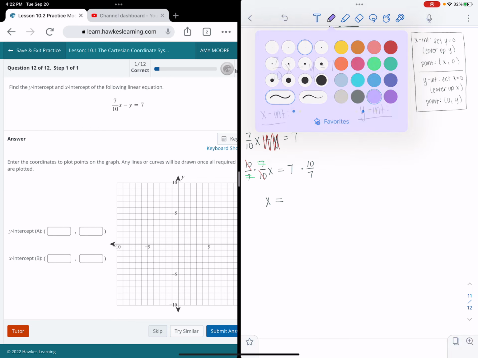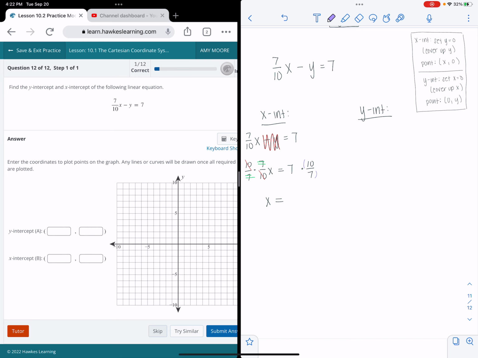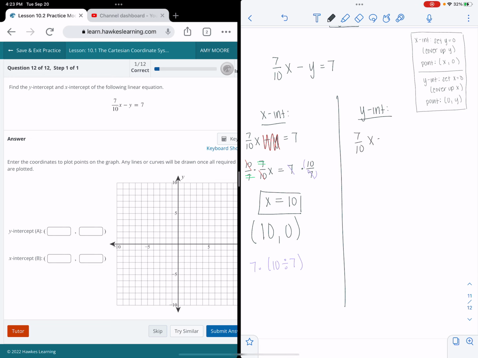You could type that into your calculator. Just make sure you put that thing in parentheses. So you would type it in as 7, 10 divided by 7. But those 7's cancel and leave me with just a 10 over 1 or a 10. And so my point is going to be 10, 0 because it's the x-intercept.